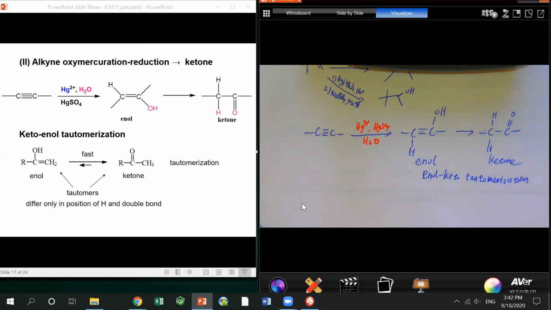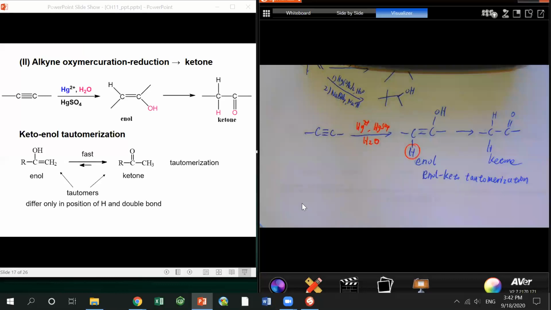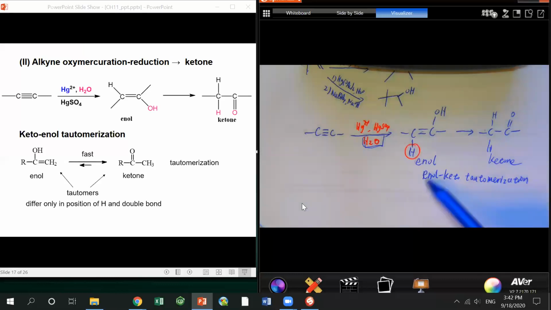From alcohol. Yes, that's right. This hydrogen actually comes not from alcohol but from water. Hydrogen from water, and the OH also from water. So you add water on.